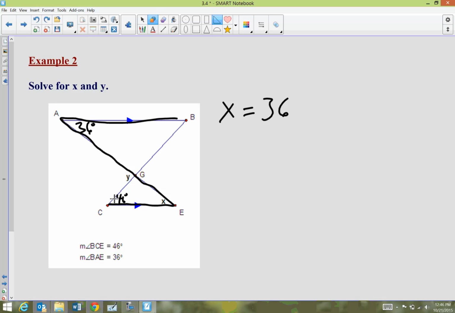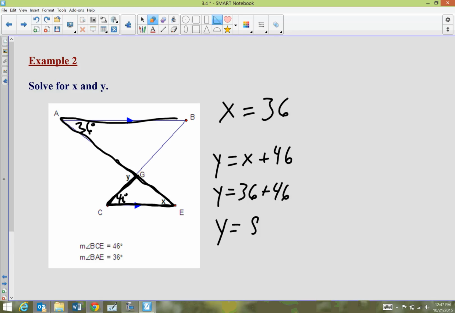Now for this angle right here, y, okay, I notice that y is an exterior angle of this bottom triangle here, okay, and an exterior angle is equal to the sum of its remote interior angles, so y is equal to x plus 46, but we know that x equals 36, so y is equal to 82 degrees.